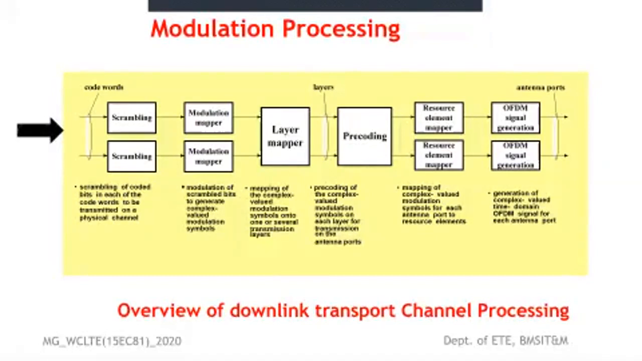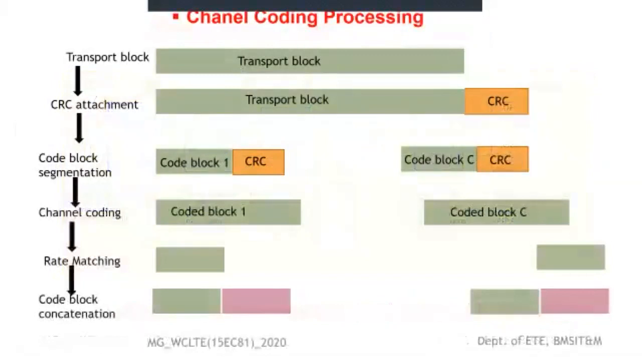To take each step in detail, this is the channel coding process. As I said, this is the transport block size. For that, the CRC is attached. I think you are aware of how many bits are used as CRC bits. It may be 8, 16, or 24 bits. In the case of LTE, 24 bits are used as error detection bits, and they are appended to the transport block. So that is the first step.